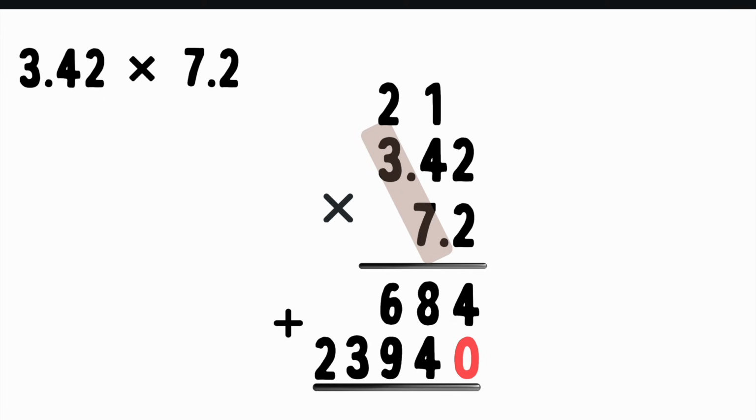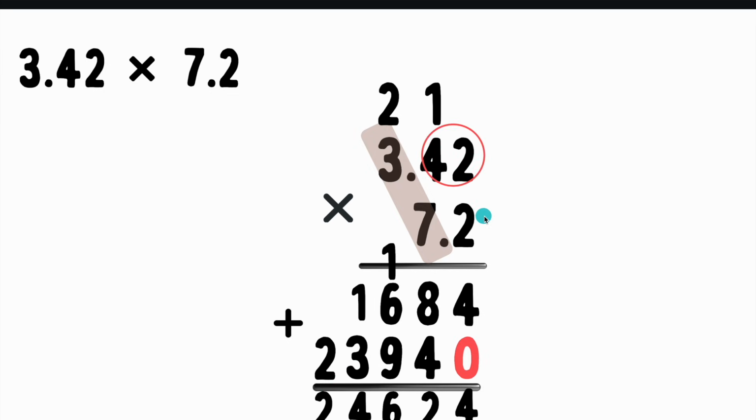Now let's add the partial products. 4 plus 0 is 4. 8 plus 4 is 12. Regroup the 1 and bring down the 2. 1 plus 6 plus 9. We can do 9 and 1 is 10 plus 6 is 16. Let's regroup the 1 and bring down the 6. 1 plus 3 is 4, and 2 plus nothing is 2.